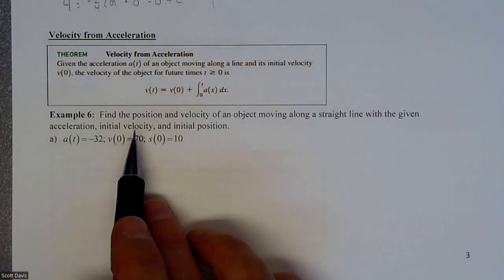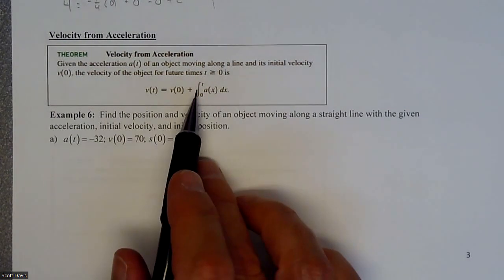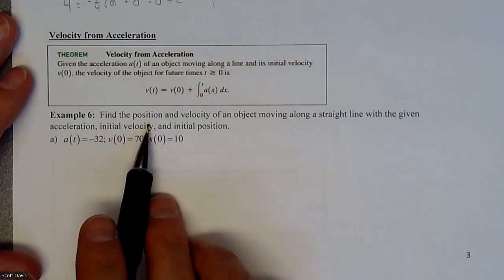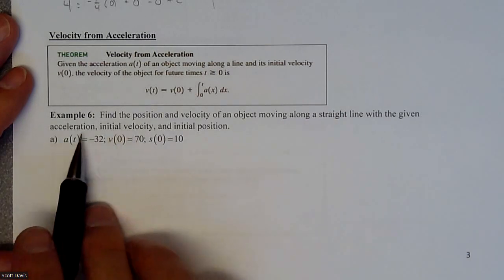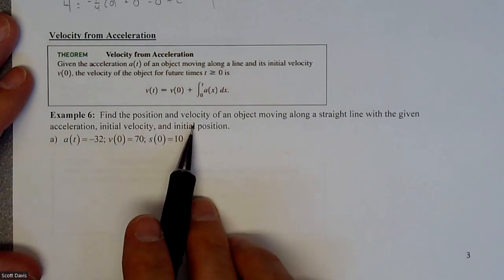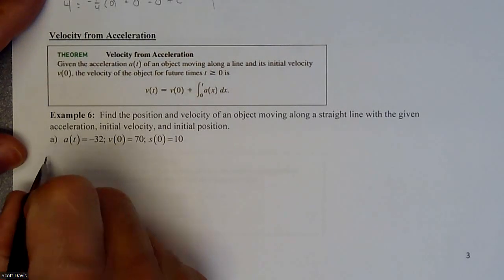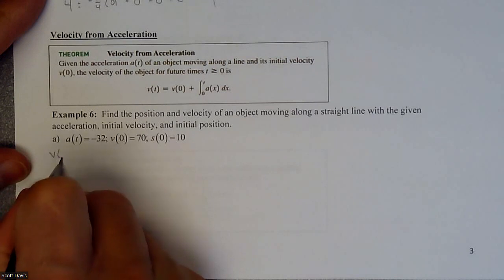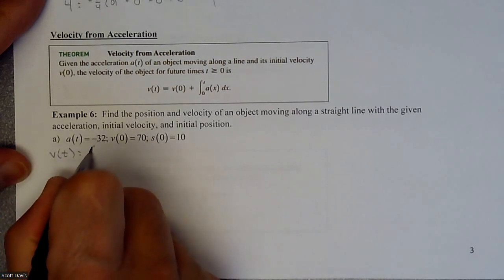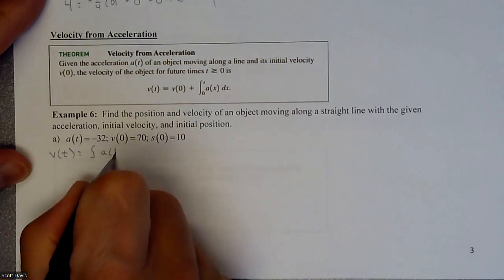Now, this question is going to go a little bit bigger than what this is talking about. It says, find the position and velocity of an object moving along a straight line with the given acceleration, initial velocity, and initial position. So let me kind of work through all my steps here. In order for me to find the velocity function, I can do the antiderivative of the acceleration function.